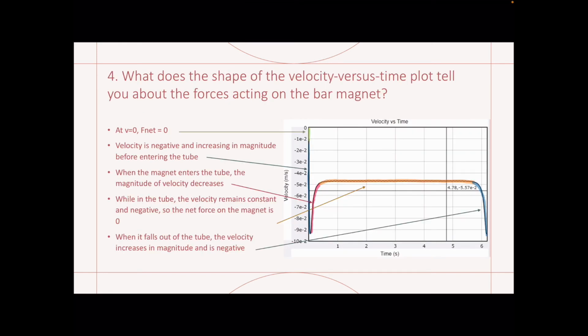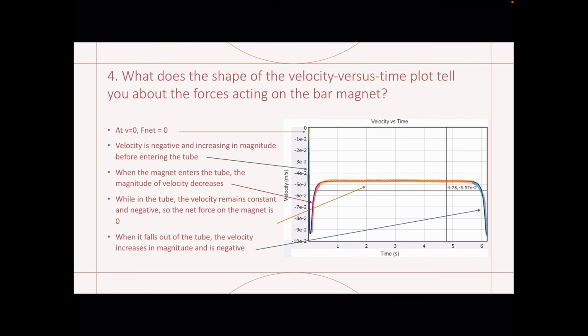For the velocity versus time graph, I learned these things about the forces acting on the bar magnet. In the section highlighted in green, the velocity is 0. This is when the net force is 0 and is at the moment I let the magnet go from rest. The blue section has velocity rapidly increasing in magnitude in the negative direction.